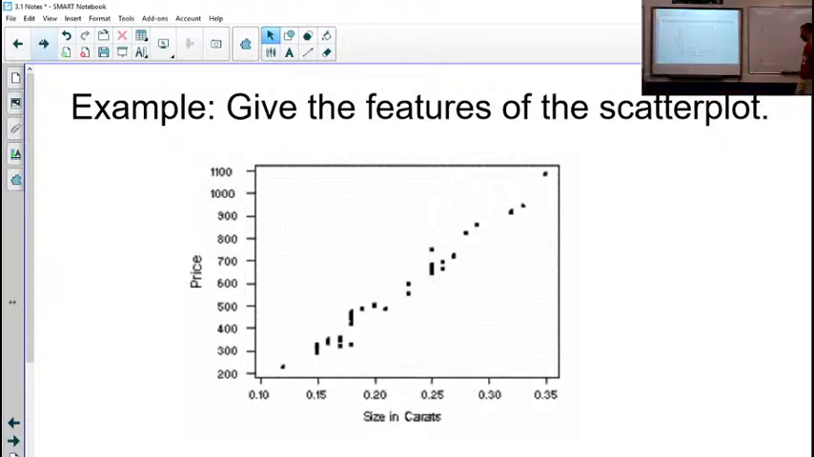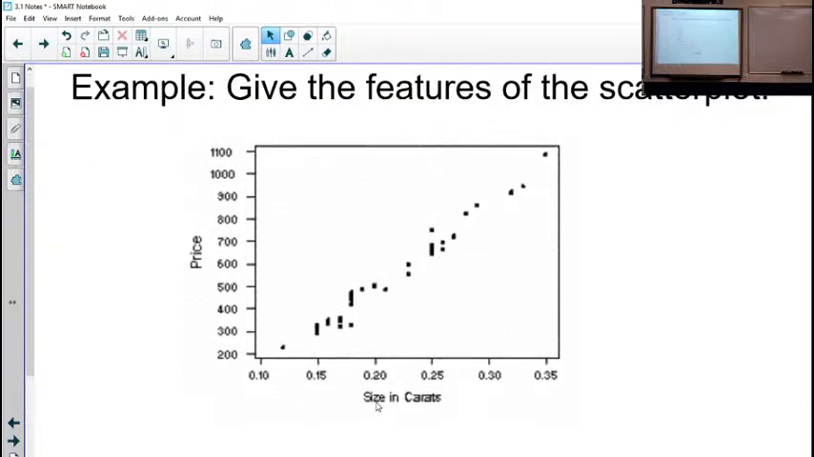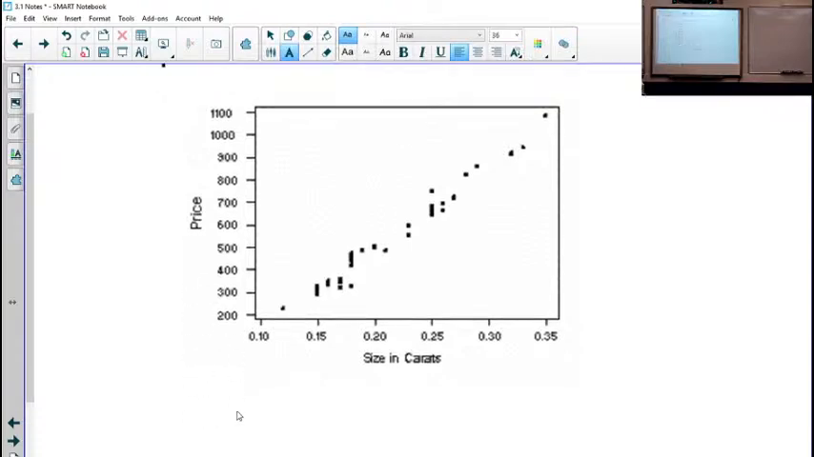So, first example. We want to give the features. What are we measuring the size of? If we're in carats, maybe gold. We can go with gold, or like diamonds or some other type of jewel. So we'll go with gold. We'll say that we're measuring gold.